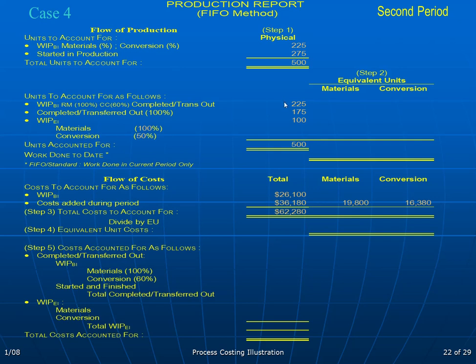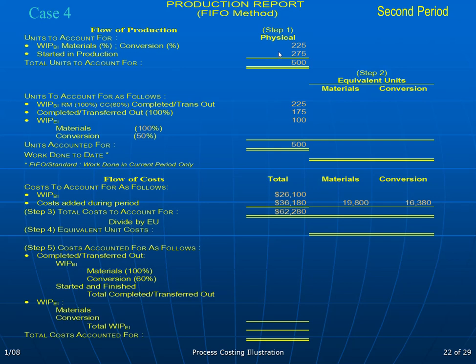Previously we said we had 400 units that were completed and transferred out. Here we're keeping track of the fact that of those 400 units, 225 came out of beginning inventory. That's what would have been finished first and transferred out first. And then we had 175 units that were started and completed in the current period. And then we have the same 100 units in ending inventory.